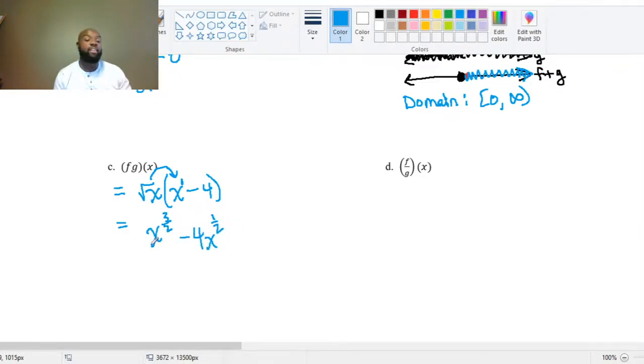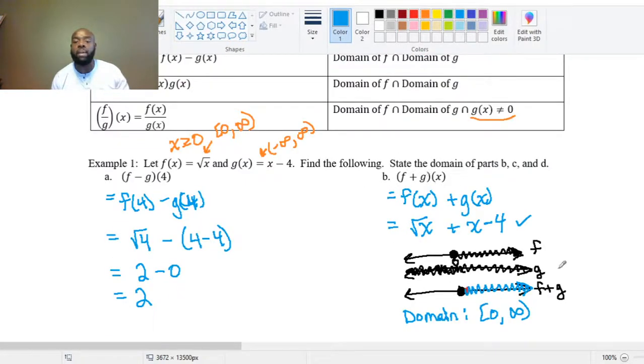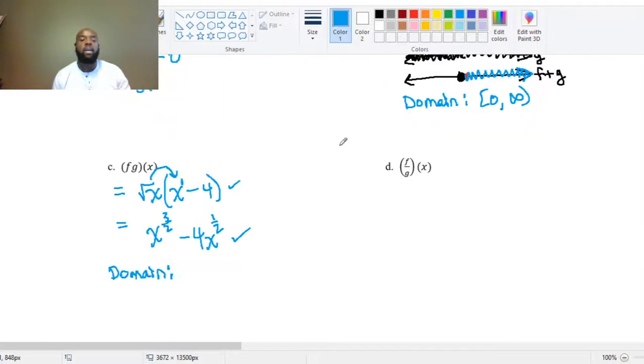So you could write this way, right? But either one of these works. And basically, we already know the domain because if we know the domain of when we added the two functions together in part B, then we get the same domain when we do the multiplication. And so the domain is still going to be from 0 to infinity. And so we're done with that one there.